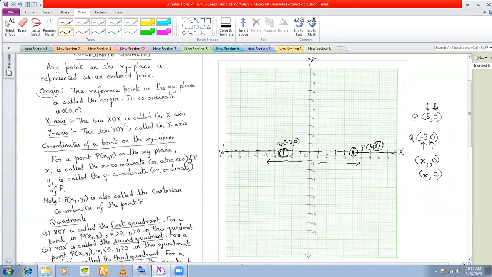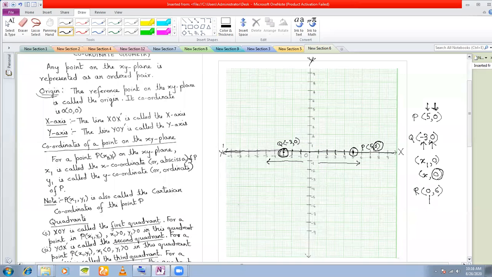Any point that you take on this line will always have the y coordinate 0. Very, very important observation. Similarly, let us take another example of a point R. Let us say I take this as (0, 6). Let us locate this point.